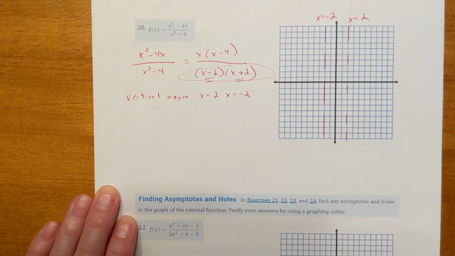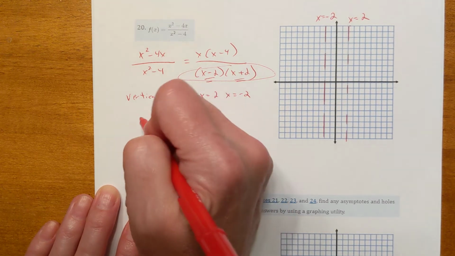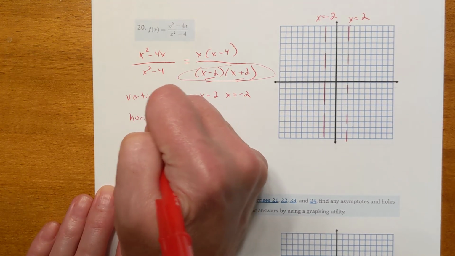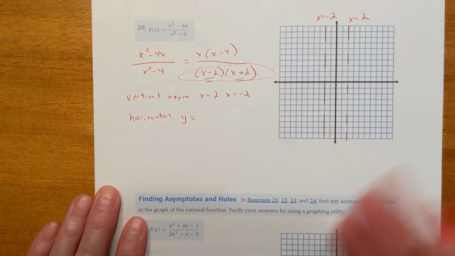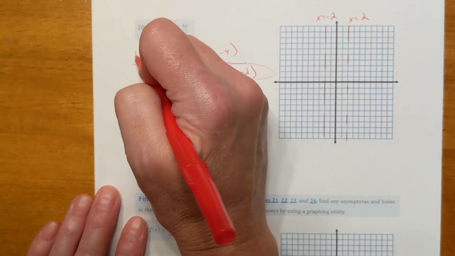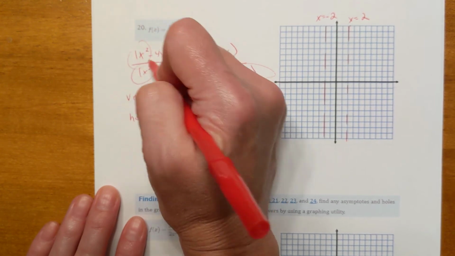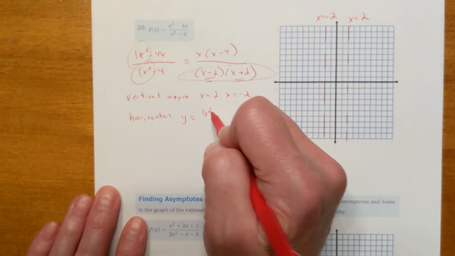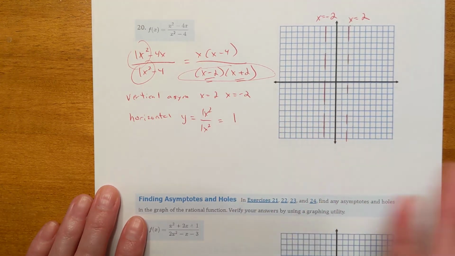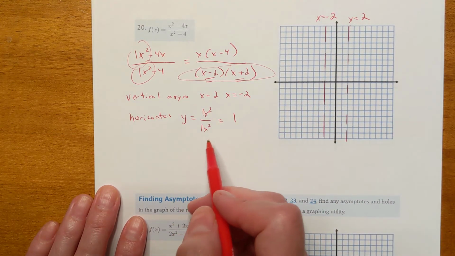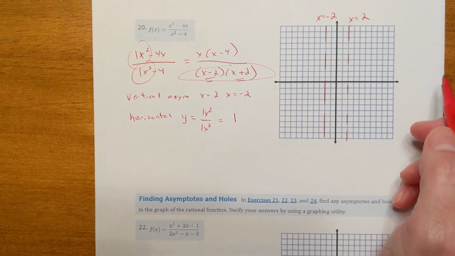And then let's do the horizontal asymptote. Remember, the horizontal asymptote is about the highest power on the top over the highest power on the bottom, and you take the coefficients with it. So we have 1x squared over 1x squared. Simplify it, you get 1. So the horizontal asymptote is y equals 1.